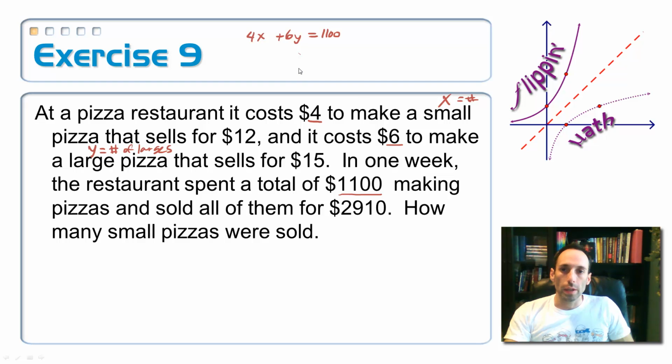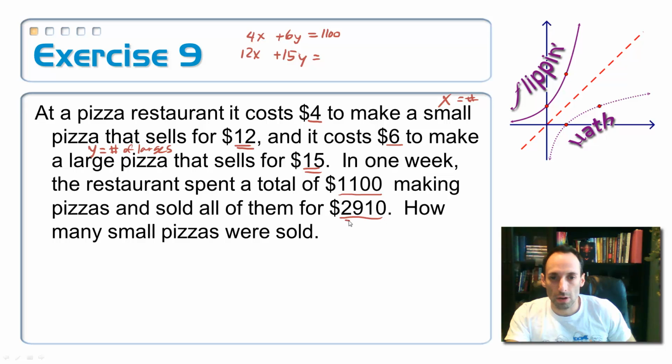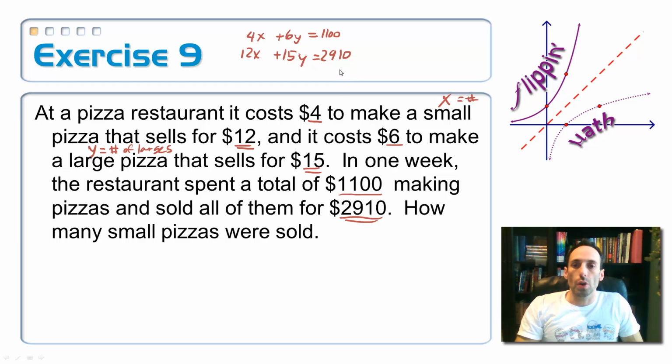Okay. And then I need to make one for how much money they actually made. And that is the fact that they sell the small ones for 12, so that's 12x, and then they sell the large ones for 15, that's plus 15y. And how much did they make doing all that? That is $2,910.